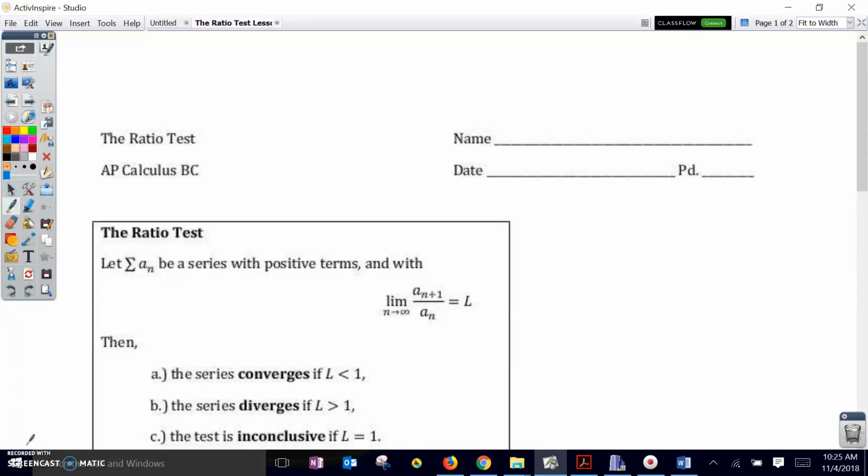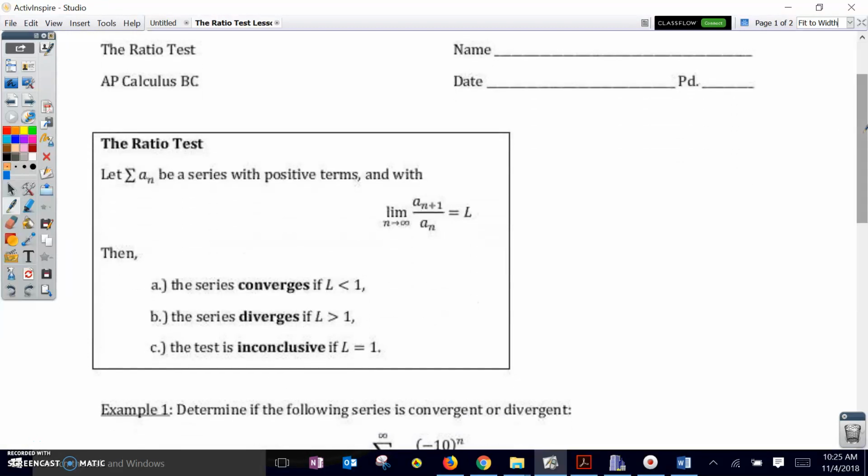Alright, welcome back everybody. In this video we're going to look at the ratio test. And you see the ratio test outlined right here. If we have a series with positive terms and we find the limit as n approaches infinity of the a sub n plus first term divided by the a sub nth term, that's going to give us some limit value L. And really we have one of three possibilities.